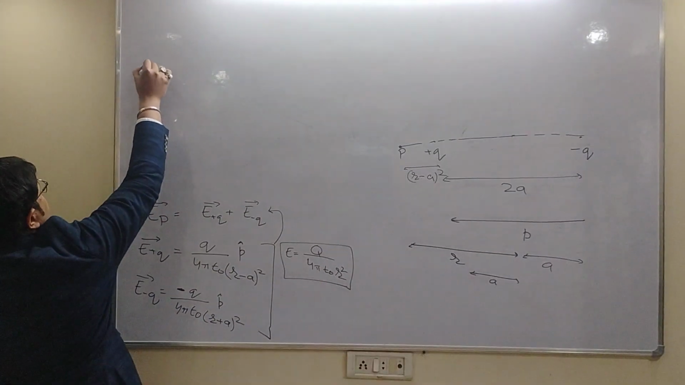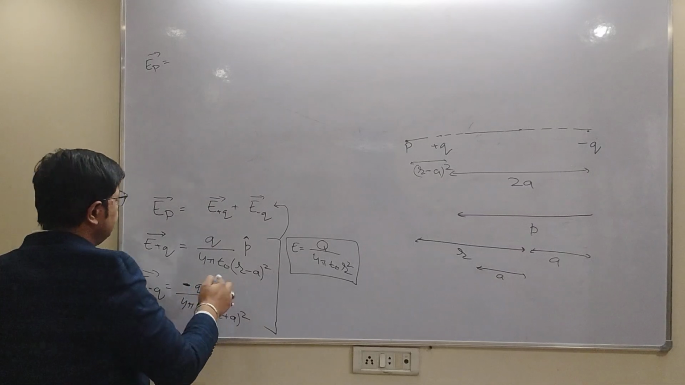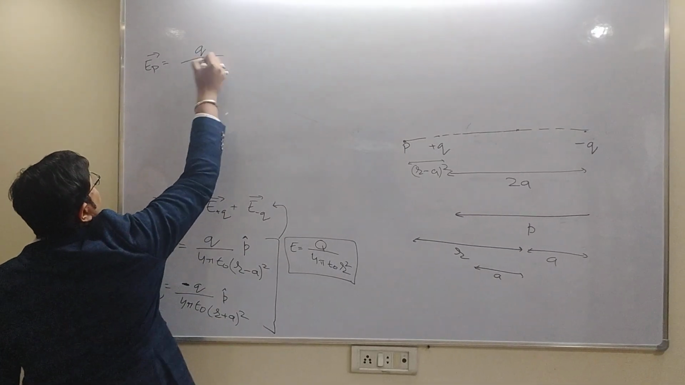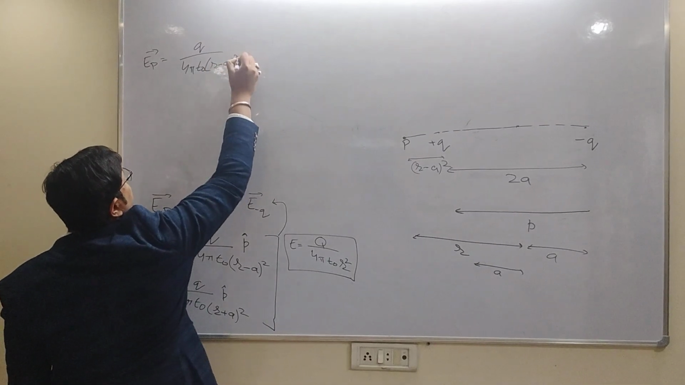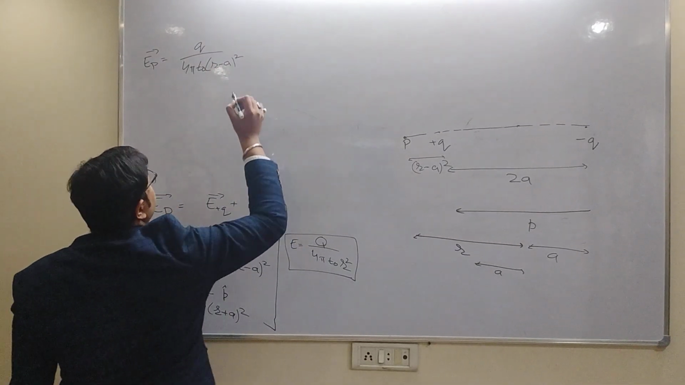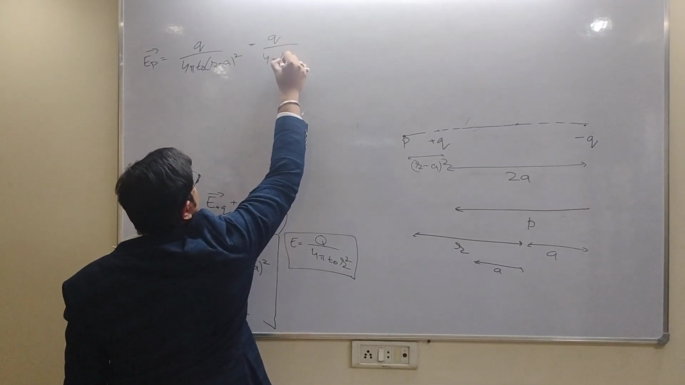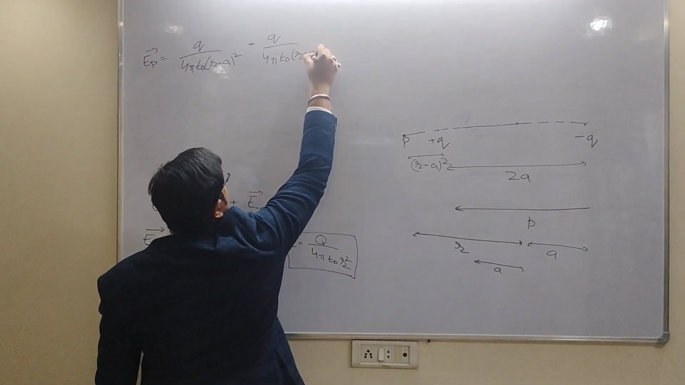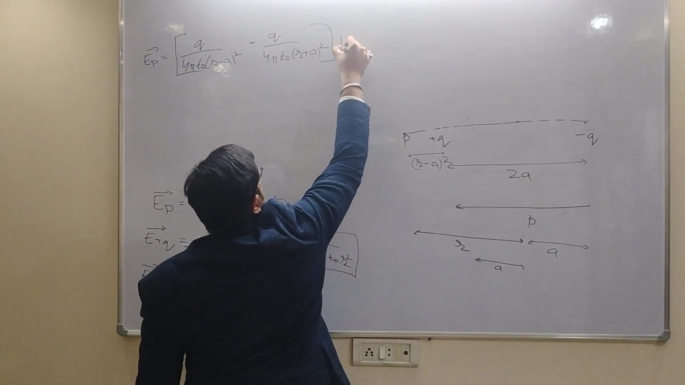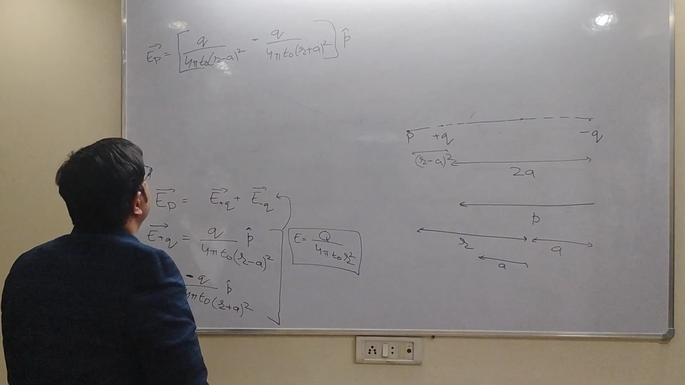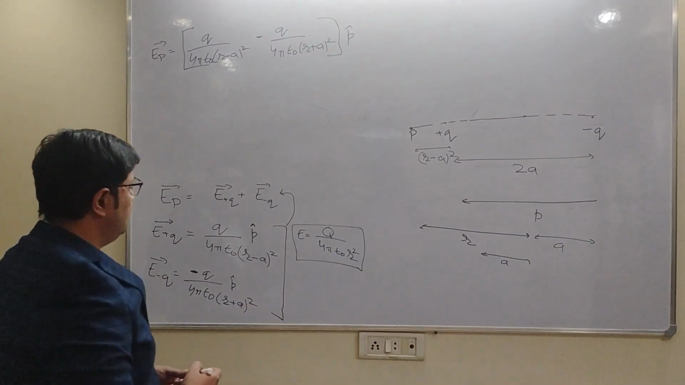So E at P will be equal to E plus q, that is q over 4 pi epsilon naught (r minus a) whole square, minus q over 4 pi epsilon naught (r plus a) whole square. And this entire thing is with unit vector p. It's in the same direction as p. Okay, so let's calculate this now.